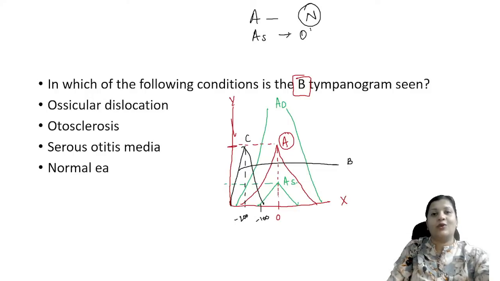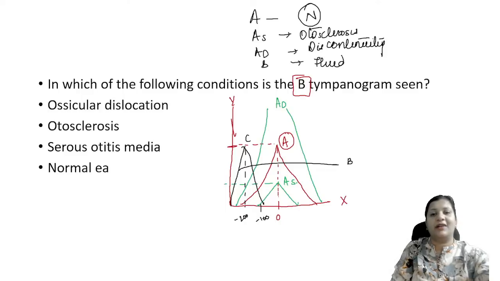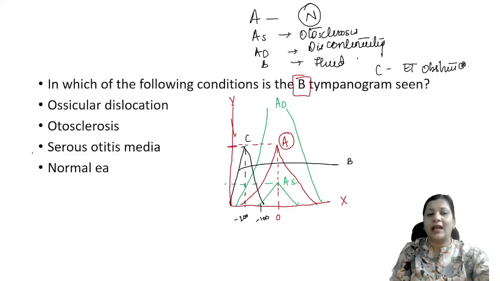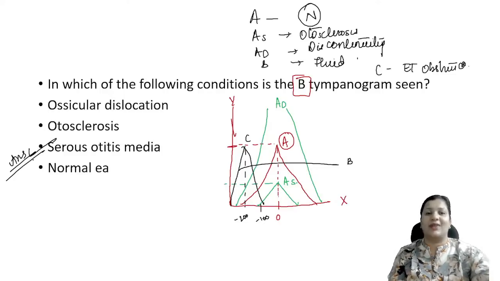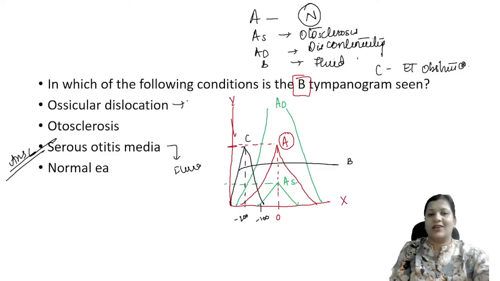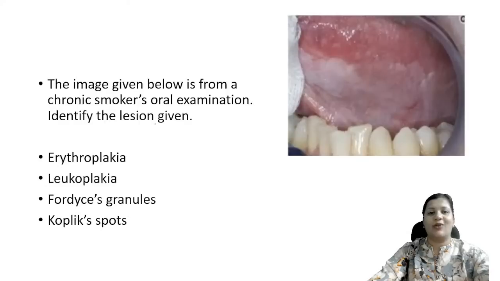So A is a normal tympanogram. AS is seen in otosclerosis. AD is seen in ossicular discontinuity. B type of graph is seen whenever you have fluid in the middle ear, and C type of graph whenever you have a eustachian tubal obstruction causing a negative pressure. So B type of graph is seen in serous otitis media. So the answer is serous otitis media, a condition where you have fluid. Ossicular dislocation is AD, otosclerosis is AS. I hope this was very easy for all of you.